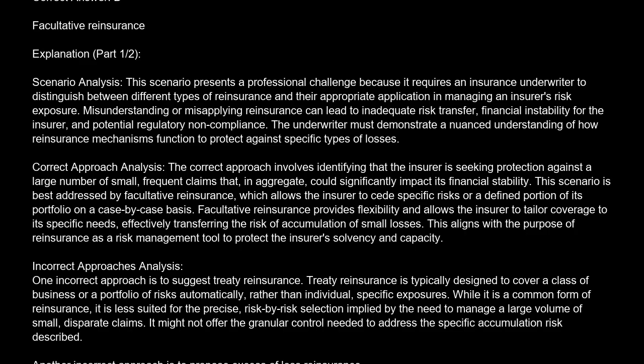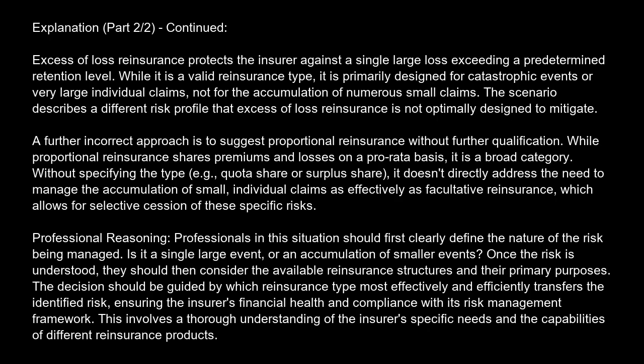Another incorrect approach is to propose excess of loss reinsurance. Excess of loss reinsurance protects the insurer against a single large loss exceeding a predetermined retention level. While it is a valid reinsurance type, it is primarily designed for catastrophic events or very large individual claims, not for the accumulation of numerous small claims. The scenario describes a different risk profile that excess of loss reinsurance is not optimally designed to mitigate.